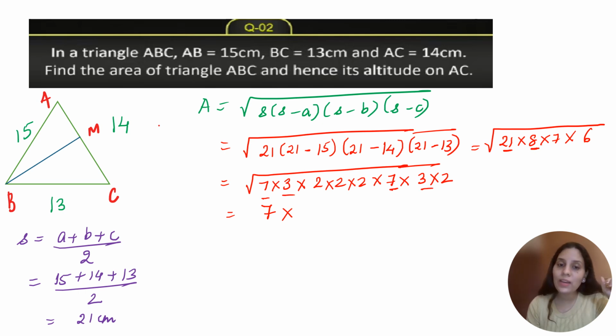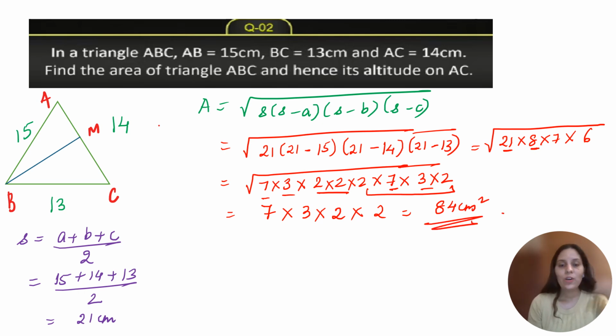3 has its pair, can be taken out. This 2 is one pair taken out from the root, and again this is one more 2 with the pair taken out. So all are taken out from the root. So once we do 7 into 3, 21 into 4 will give us 84 centimeter square. Now this is the area of triangle.